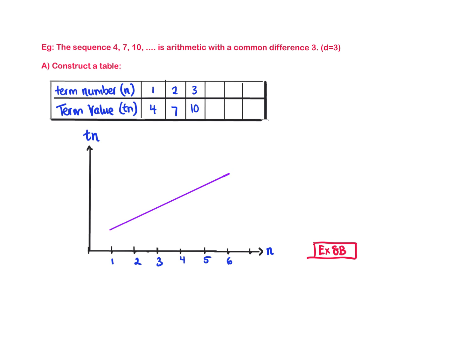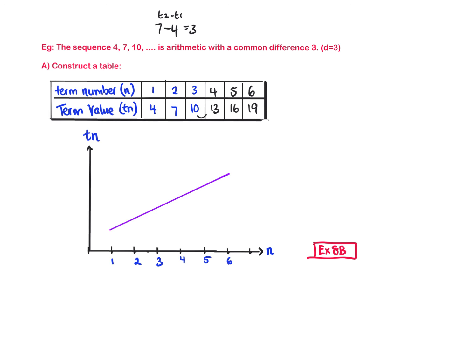All right, so let's have a look at this question where they ask us for the graph. The sequence 4, 7, and 10 is an arithmetic sequence, and the common difference is 3. So we could see that if we did 7 minus 4, so T2 minus T1, we got 3. Okay, construct a table. So if I continue, this would be term 4, 5, and 6, and obviously I'm just going to add 3. So this one's easy because we're just adding 3. So 13, 16, 19.